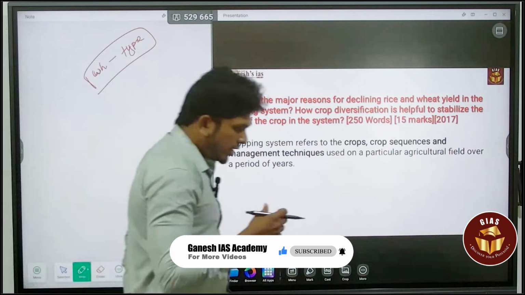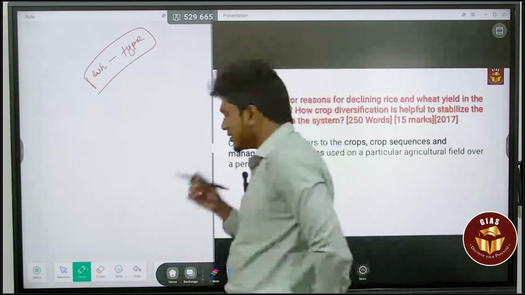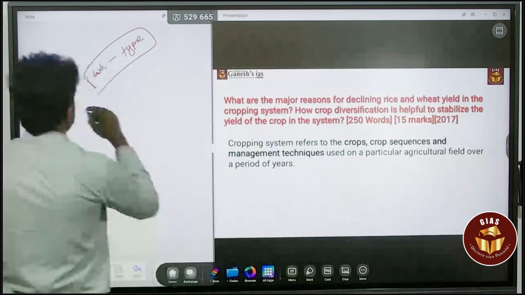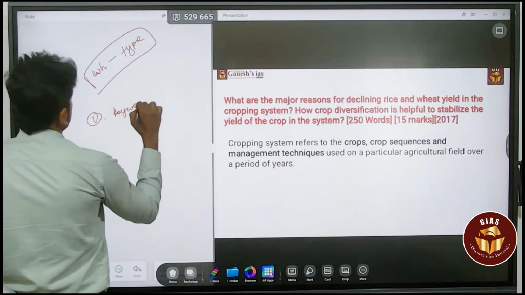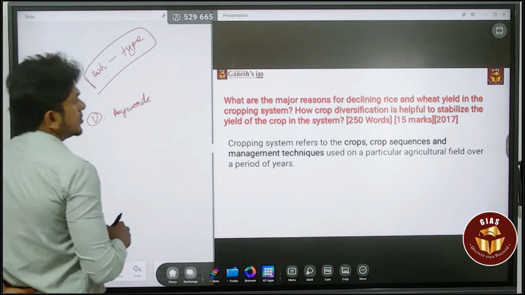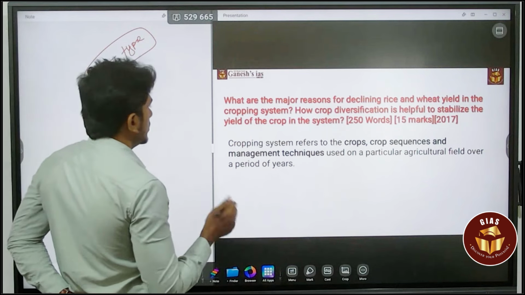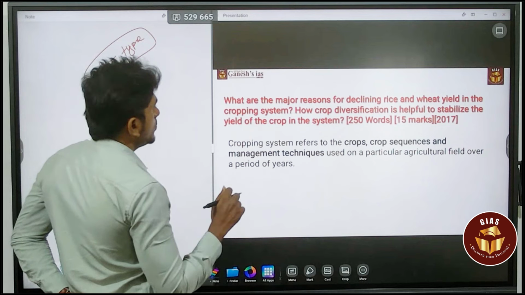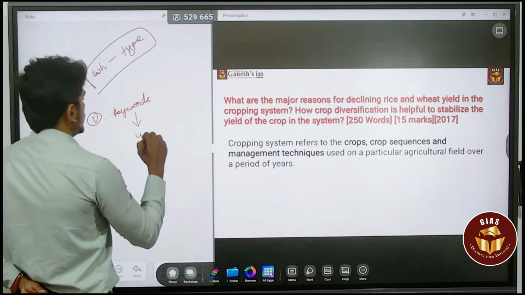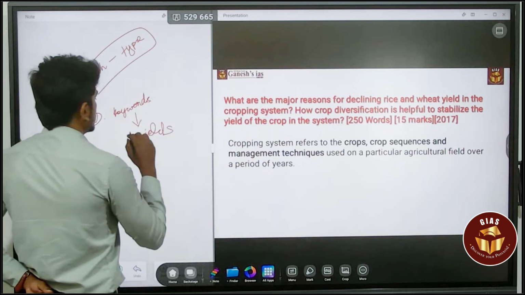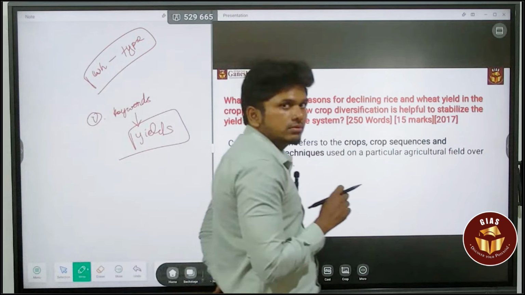So you need to find the keywords of this question. There comes the major part of addressing the mains question. So first you have to find the keywords. Here the keywords are declining rice and wheat yield in the cropping system, and how crop diversification is helpful in stabilizing the yield. So yield is the keyword. That is the major thing about this question.